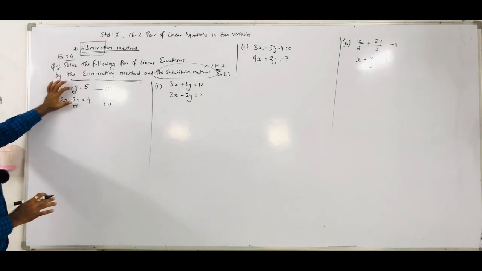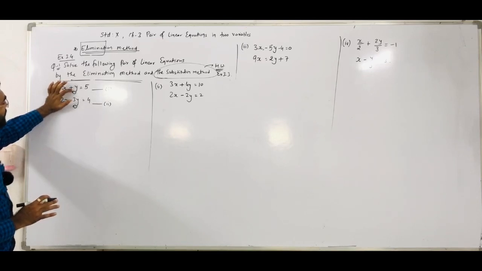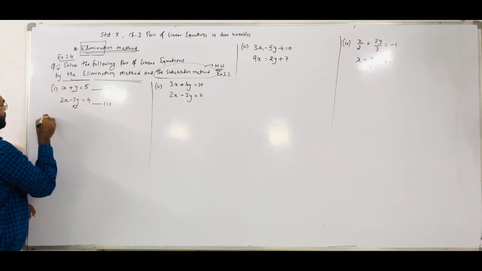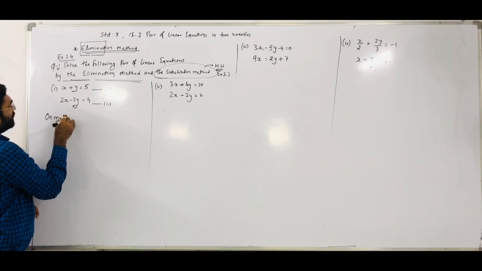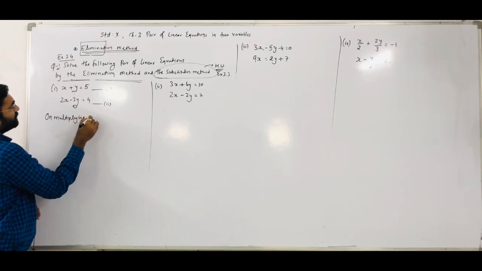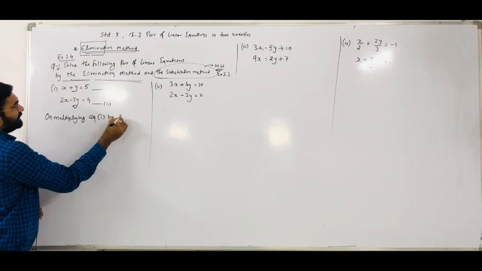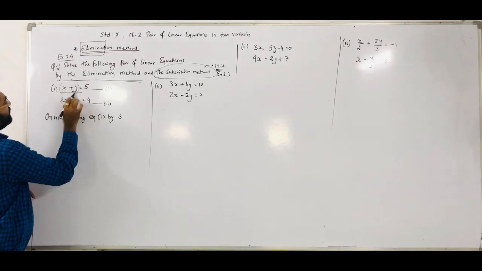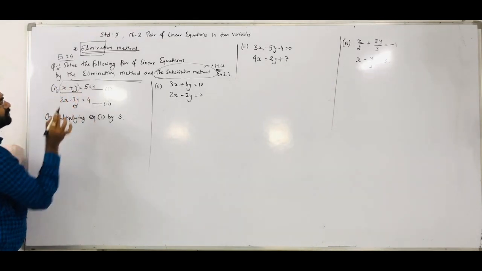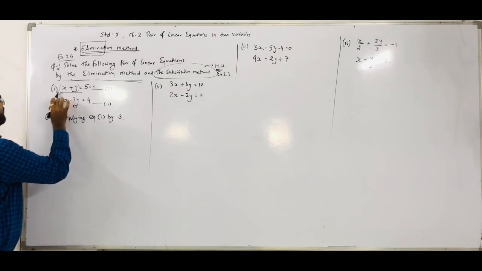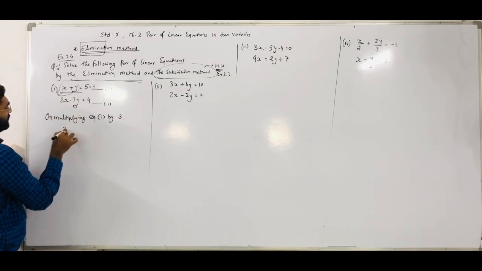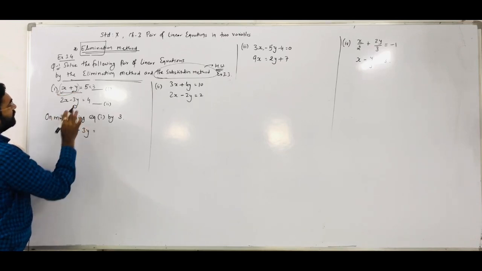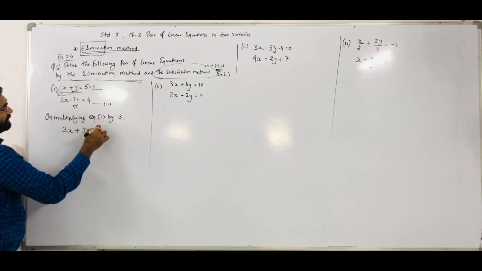Now, to get our 3y, in the first equation we need to multiply the first equation by 3. So on multiplying equation 1 by 3, the left hand side terms are multiplied by 3 as well as the right hand side term. Now that 3 is multiplied inside, what do we get? The first term becomes 3x, the second term becomes 3 into y, so plus 3y is equal to, and on the right hand side 5 becomes 15.